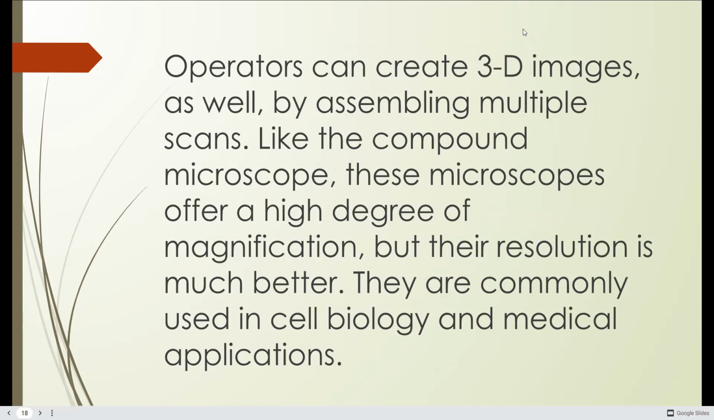Operators can create images as well as assemble multiple steps. Like the compound microscope, these microscopes offer a high degree of quantification, but it is usually much better than the light microscope. They can be used in cell biology and medical applications.